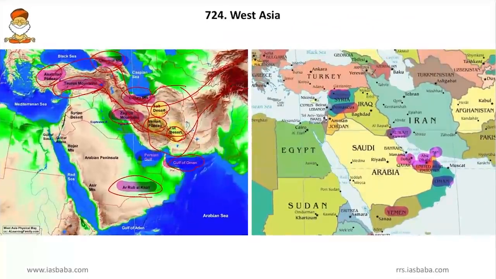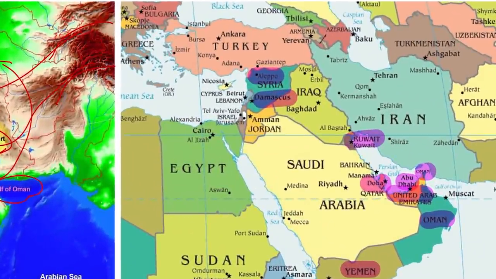Then coming to the political map of West Asia, friends, here once again the Israel-Palestine and Jordan we have discussed, and very near to it we locate Syria, and Aleppo, the famous historical city of Syria, will also be remembered here. Then Damascus, the capital city of Syria, will also be remembered.